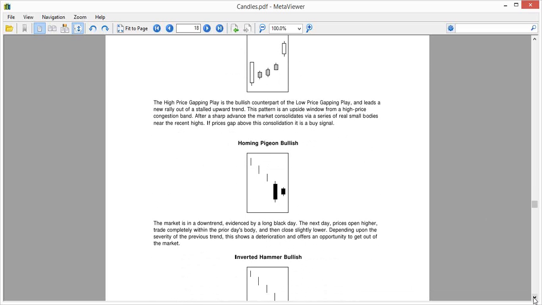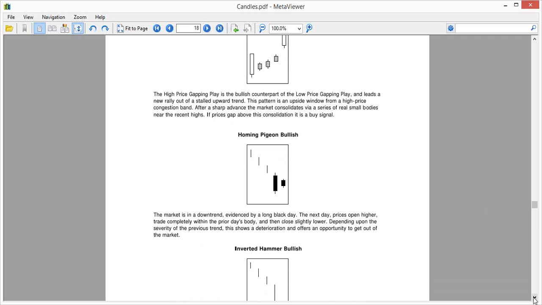Homing pigeon bullish. The market is in a downtrend, evidenced by a long black day. The next day, prices open higher, trade completely within the prior day's body, and then close slightly lower. Depending upon the severity of the previous trend, this shows a deterioration and offers an opportunity to get out of the market. You can see our downtrend, but this candle didn't close lower. So we may have a lack of sellers and we're looking for the market to turn bullish.